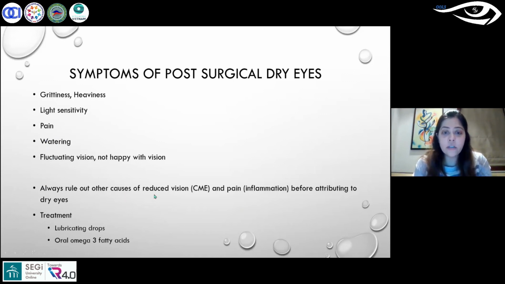Always rule out other causes of reduced vision, which are important, like cystoid macular edema or inflammation, before we attribute it to dry eye. Just thinking of dry eyes, we should not miss the more important causes. But when we know that all of that is fine, then yes, definitely put the patient on lubricants. Lubricating drops are very helpful. Supplementing with oral omega-3 fatty acids again will be quite helpful.